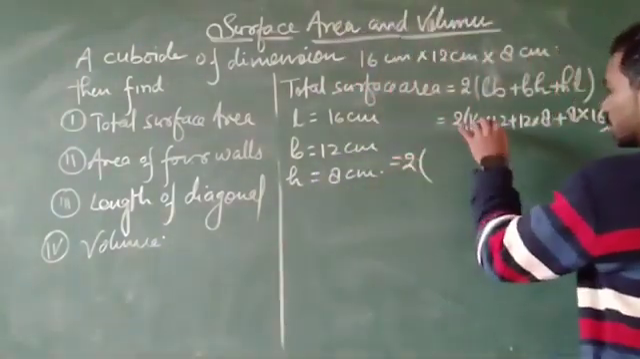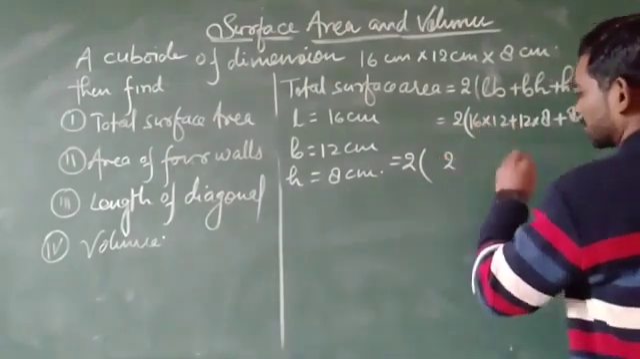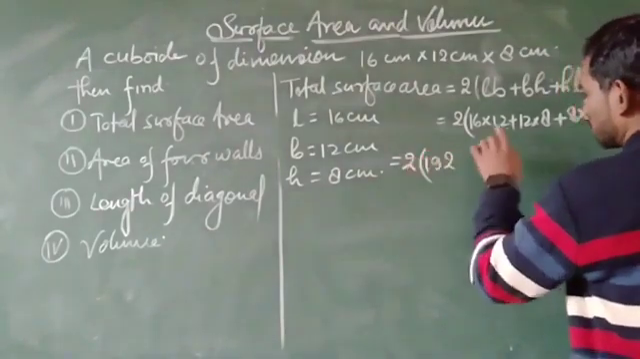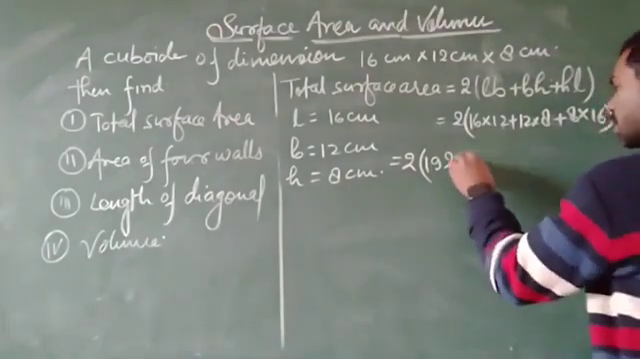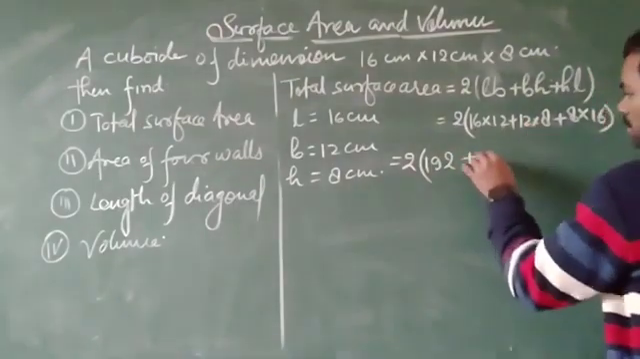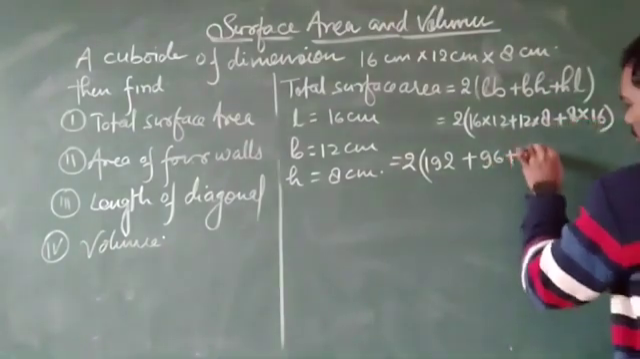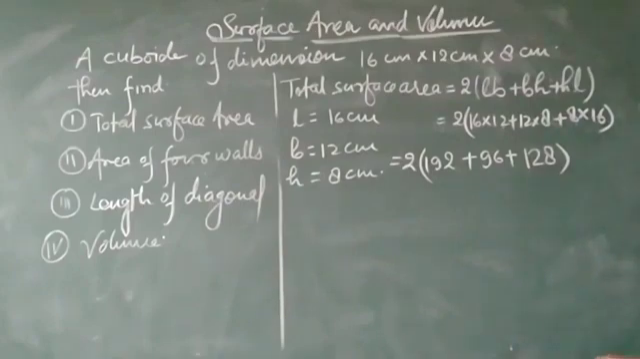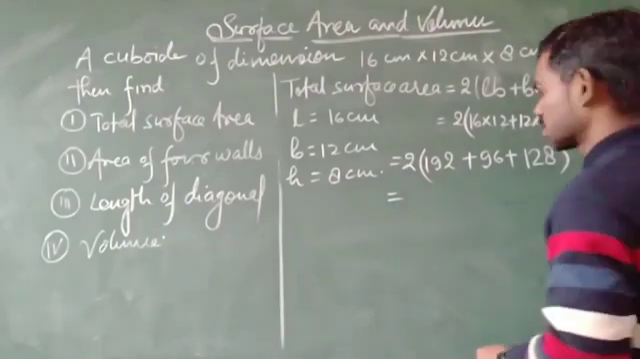2 into 12 6, 72, carry 7 and 1, 9. Is that clear? Again 12 8 96, 16 8 128. So in this way we find the product. Now find out the sum.